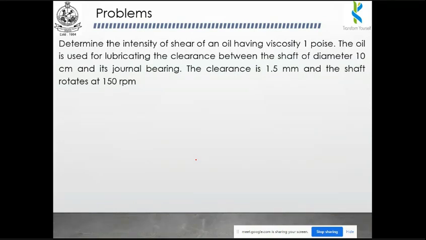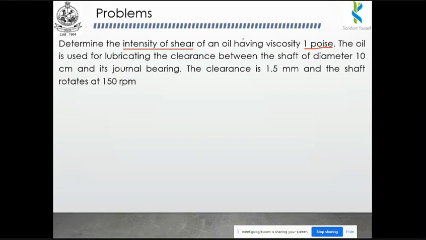This one will be a little bit tricky because you can't directly use the formula. Here also we are going to use the same formula. Before that, you have to find the velocity because here we don't have the velocity. Look here. We have to determine the intensity of shear of an oil having viscosity 1 poise. So what is the data we have to find? We have to find the intensity of shear, that means the shear stress.